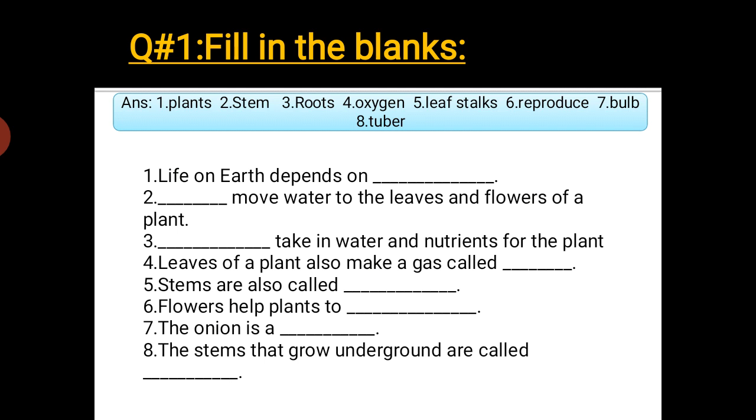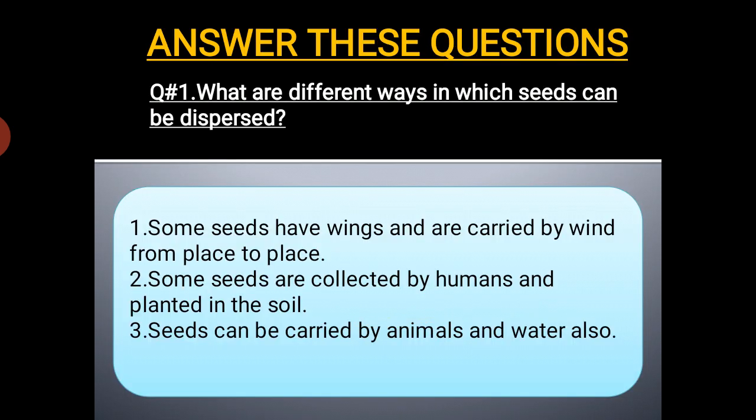Okay, now let's recall it again. Life on earth depends on plants. Stems move water to the leaves and flowers of a plant. Roots take in water and nutrients for the plant. Leaves of a plant also make a gas called oxygen. Stems are also called leaf stalks. Flowers help plants to reproduce. The onion is a bulb, and the stems that grow underground are called tubers. These were our fill in the blanks. Let's move to the question answers.